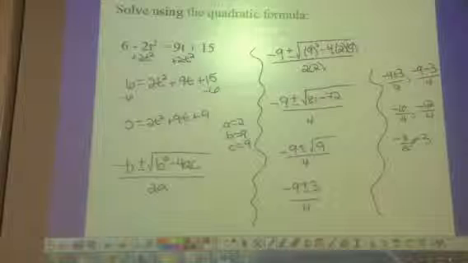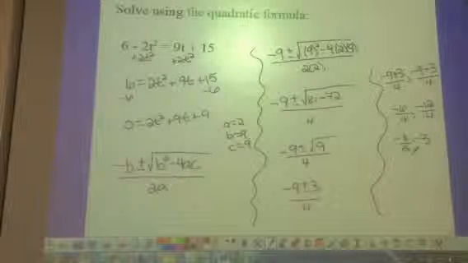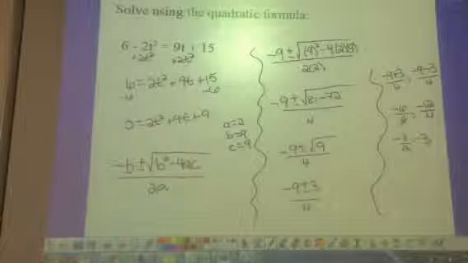I'm going to check both of these answers to make sure they check out. And I believe the negative 3 halves does, and I believe the negative 3 does too. Yep, plug them in. Yep.